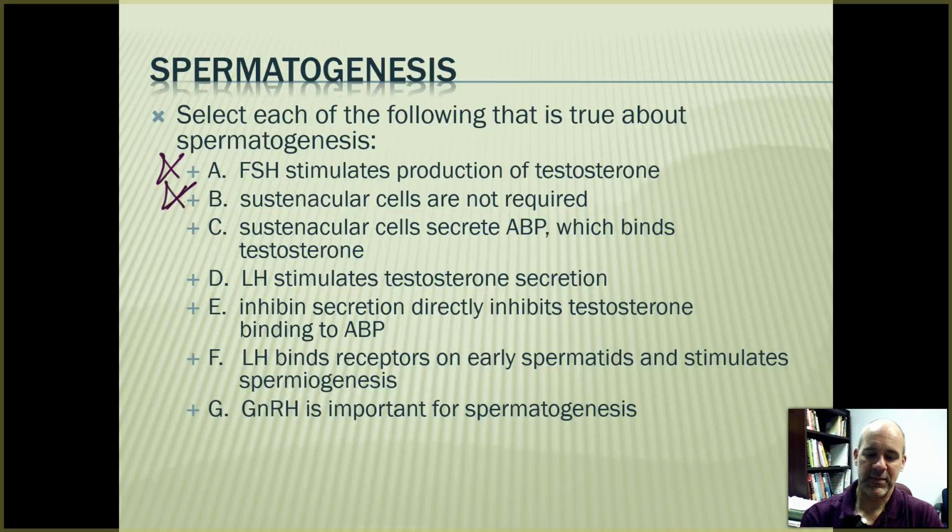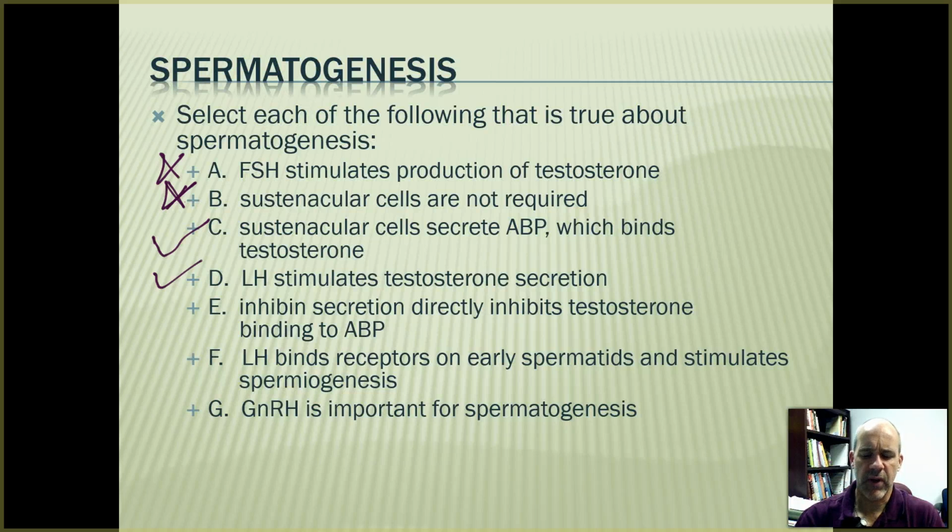That's false. So we just talked about how they make ABP, which helps keep the testosterone concentrated in the walls of the seminiferous tubules so that spermatogenesis can be stimulated. And they play other roles as well. Go back and check and look through the different functions of the sustentacular cells that we talked about. C, sustentacular cells secrete ABP, which binds testosterone. Yep. LH stimulates testosterone secretion. Yes.